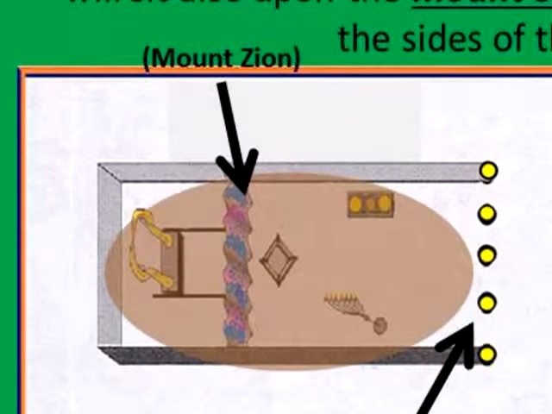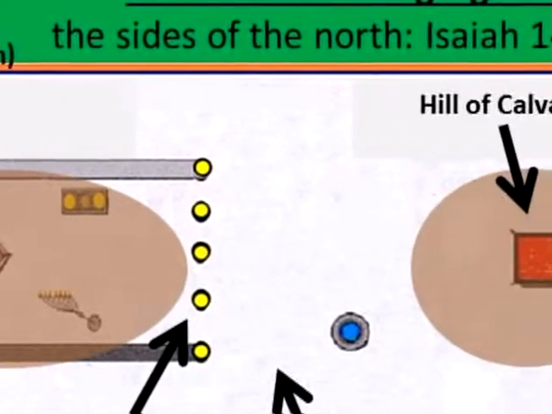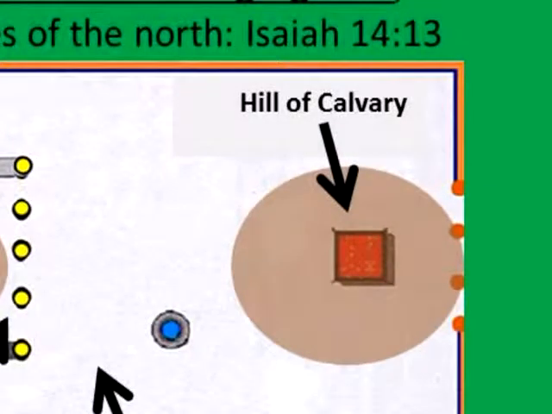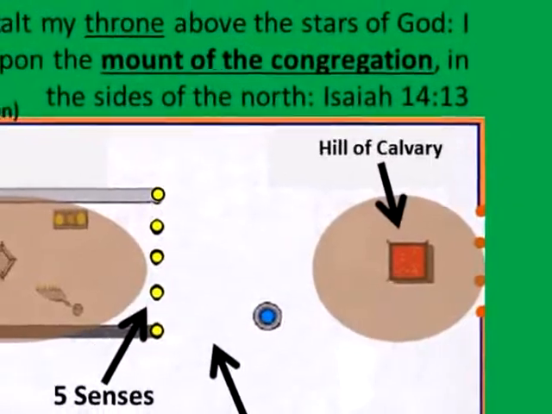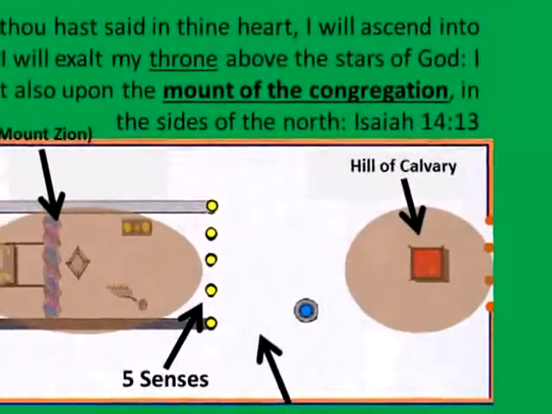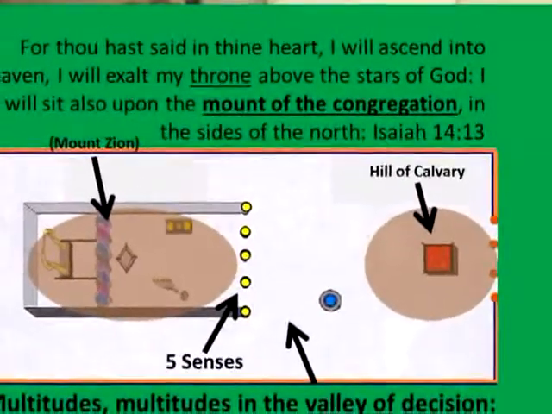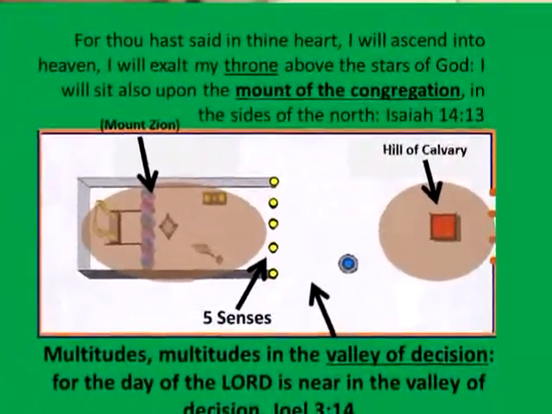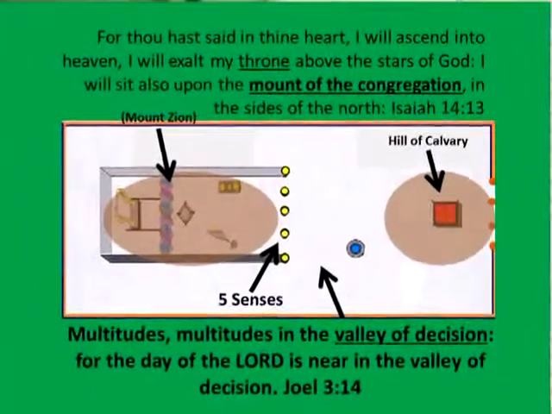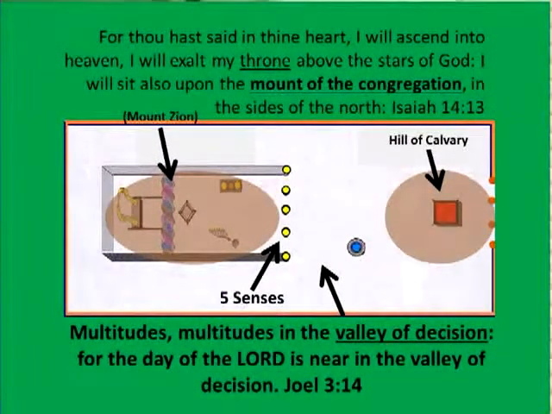So we see that this tabernacle structure represents a mountain. But we also see there's another mountain out here, because Calvary was on a mountain. So you have two mountains, a mountain here and a mountain here. Now, what does every set of mountains have between it? A valley. So there should be a valley in here, right? Joel 3:14 says, "Multitudes, multitudes in the valley of decision, for the day of the Lord is near in the valley of decision."